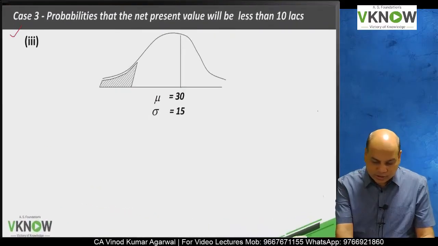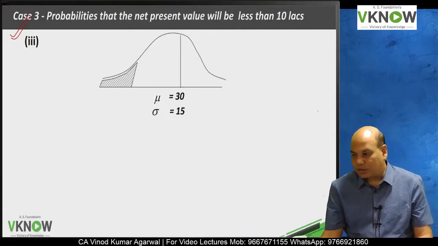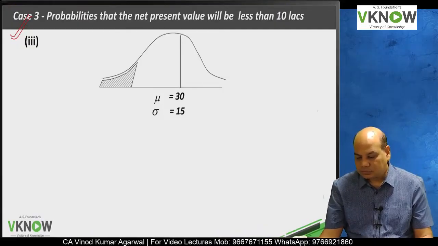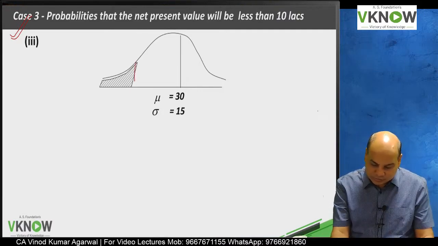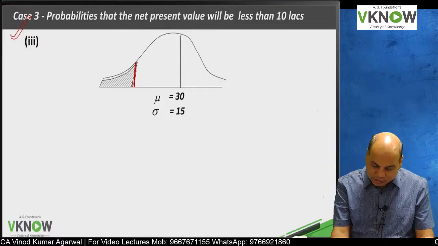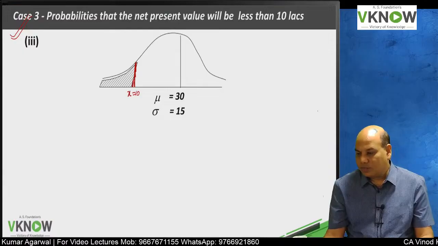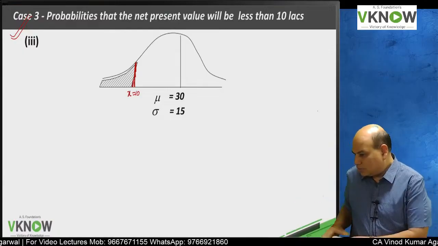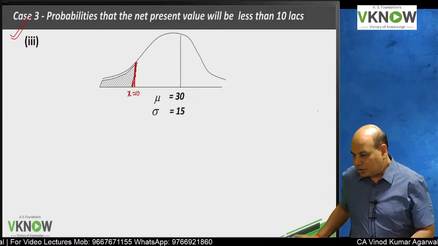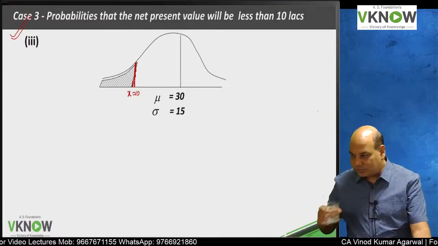Now write down case 3. Probability that NPV will be less than 10 lakh. Draw the diagram, not the table, draw the diagram.